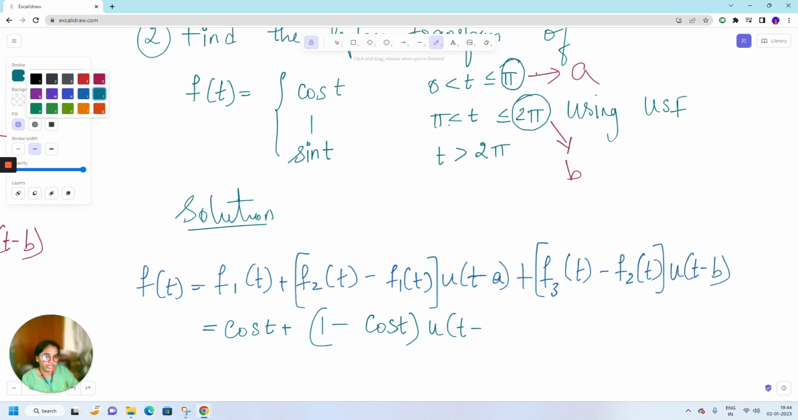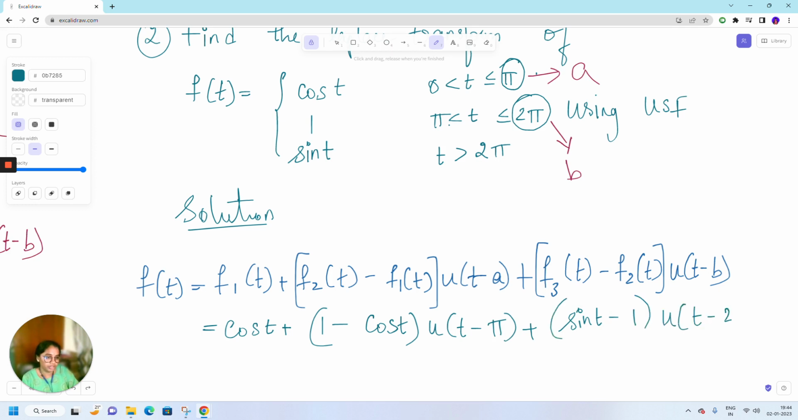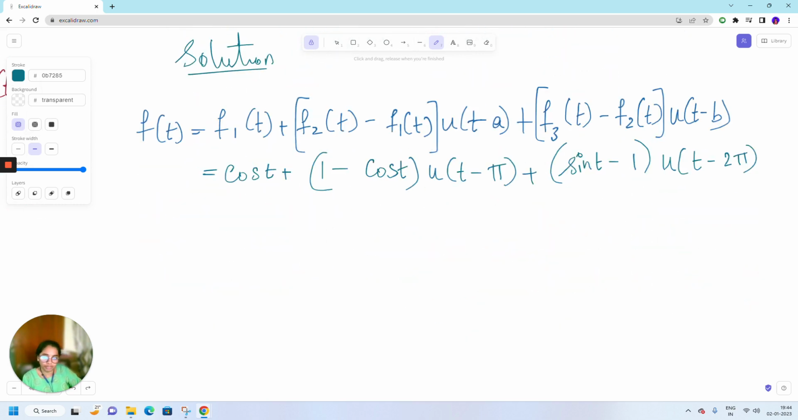That is u of t minus pi plus, what is f3 of t? f3 of t is sine t minus f2 of t, which is 1, into u of t minus 2 pi. Okay, what is the next step? After writing f of t, I would have to find Laplace of f of t. What is Laplace of f of t?